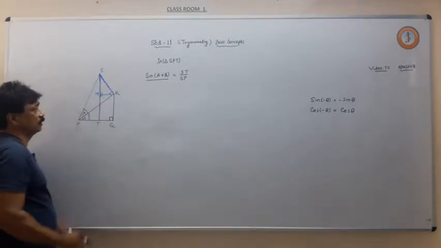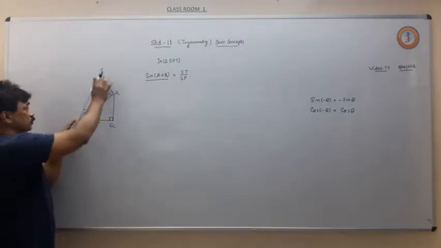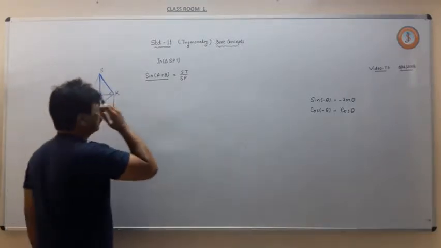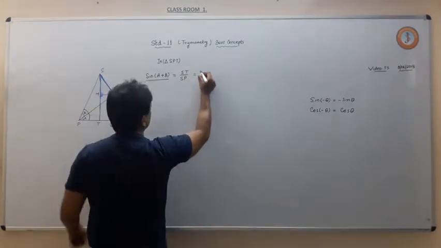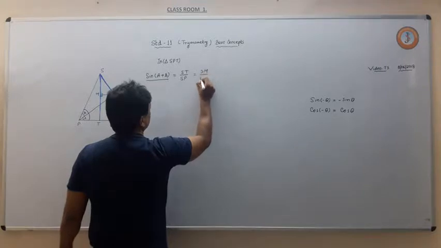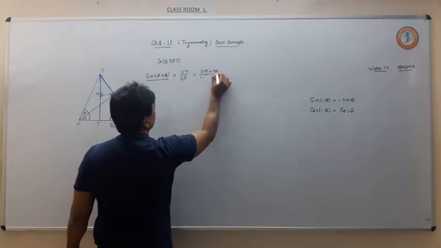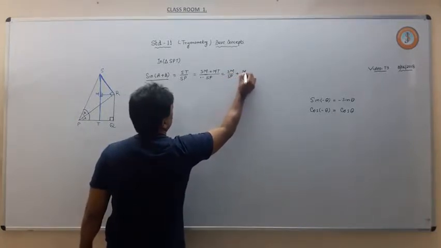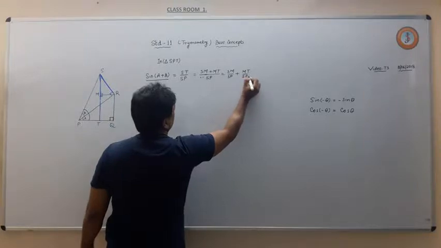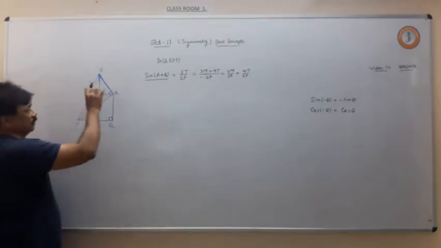SPT we are using to find out sine A plus B. So sine A plus B, obviously this angle is A plus B. So opposite by hypotenuse, it will be ST by SP. Further I can break up ST as SM plus MT, so SM plus MT by SP, which can be further broken down as SM by SP plus MT by SP, isn't it? So we write here SM by SP and MT by SP.